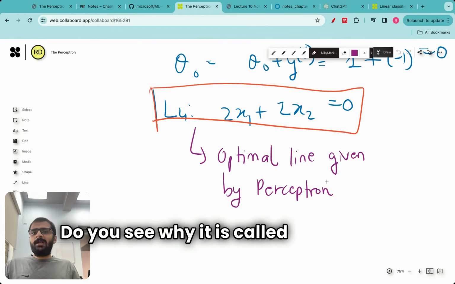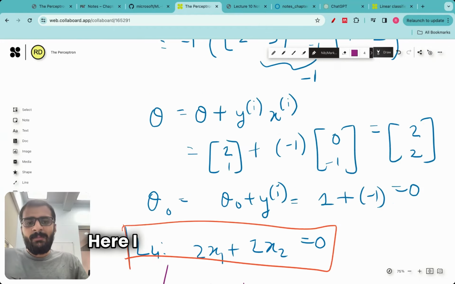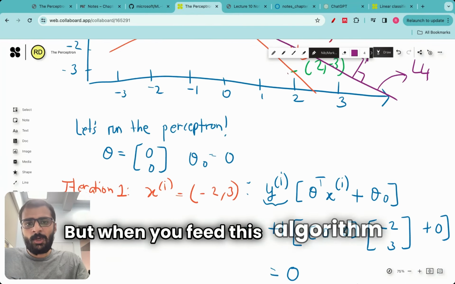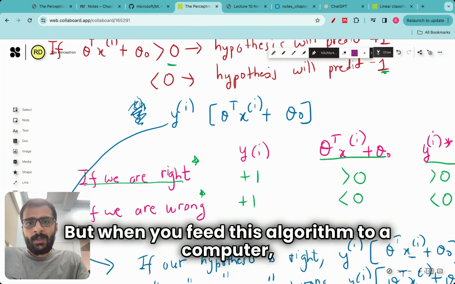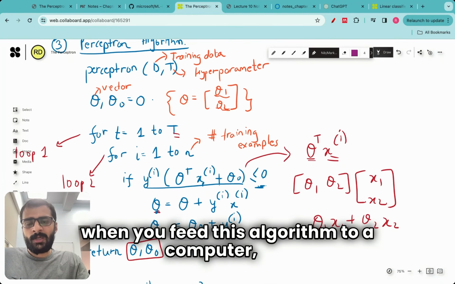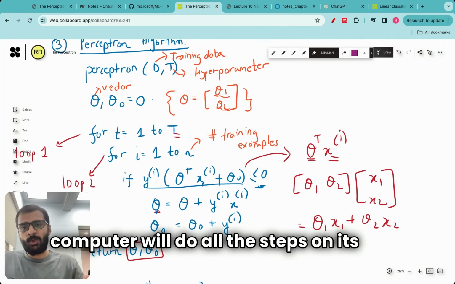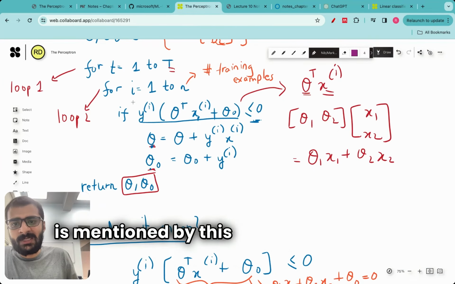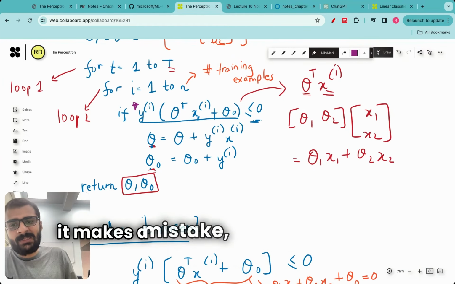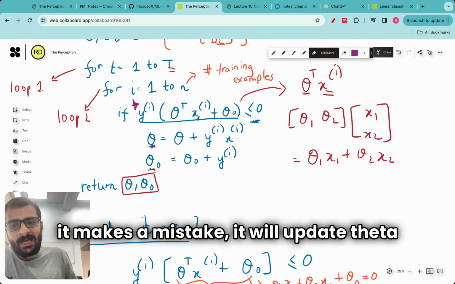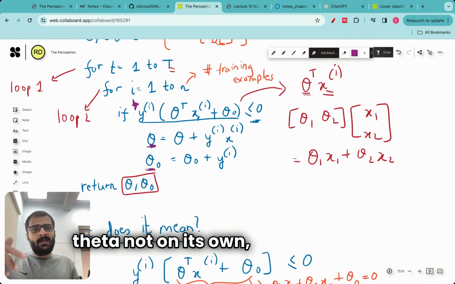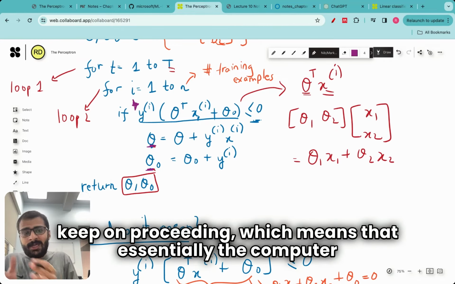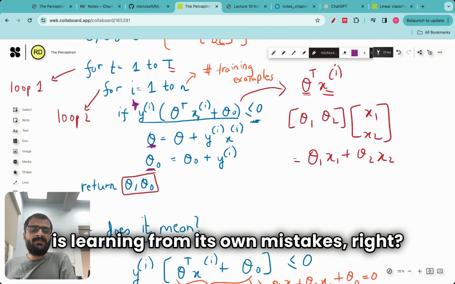Do you see why it is called machine learning here? I am doing these iterations in front of you manually, right? But when you feed this algorithm to a computer, the computer will do all the steps on its own. So essentially, when a computer makes a mistake, which is mentioned by this step, it will update theta and theta naught on its own, and then it will keep on proceeding. Which means that essentially the computer is learning from its own mistakes, right?